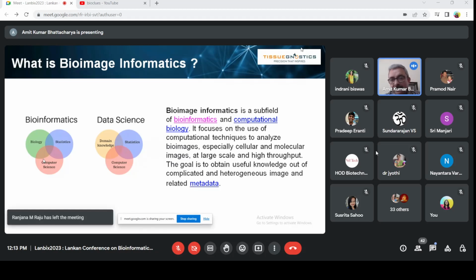So the data is microscopy image based, and it is a combination of bioinformatics and computational biology. It focuses on the use of computational techniques to analyze bioimages, in this case microscopy images, especially cellular and morphological images at large scale, meaning these could be very large images of the brain, for example. High throughput means either the sample number is very high, so you can look at a number of specimens, or the number of parameters that you look at per specimen is also very high. The goal is to obtain useful knowledge out of complicated and heterogeneous images.